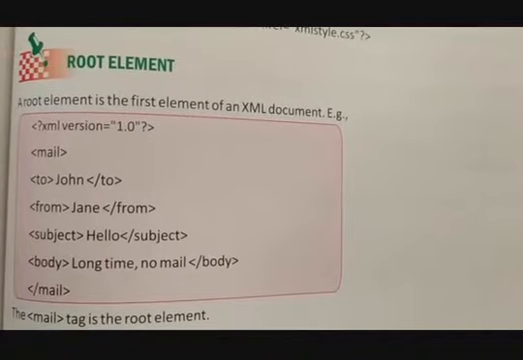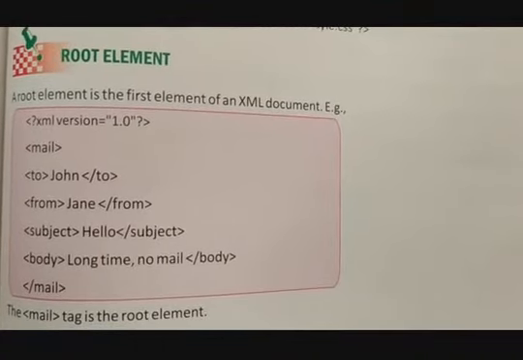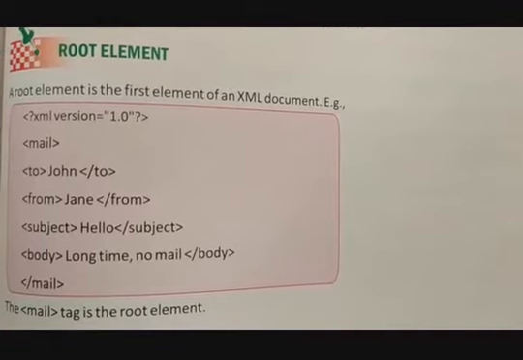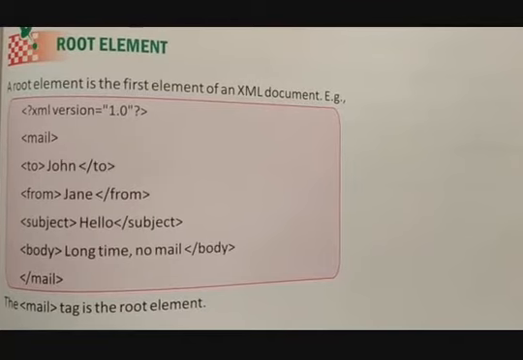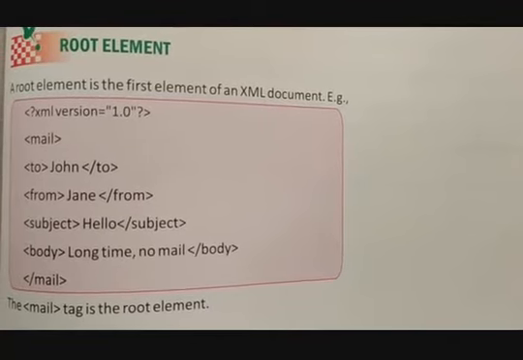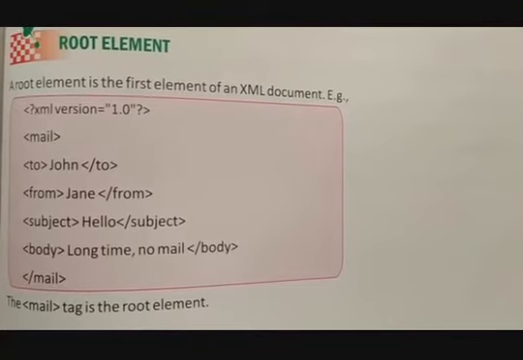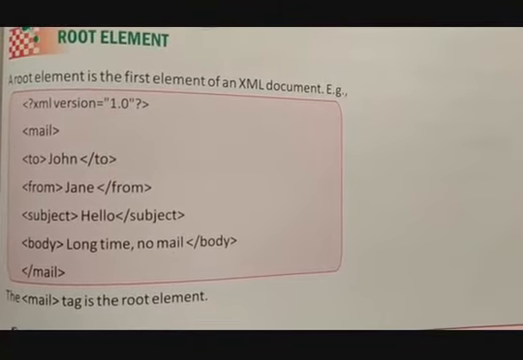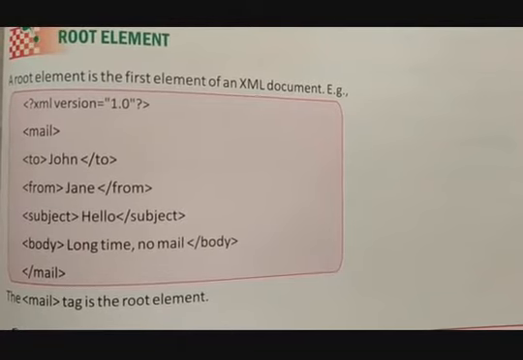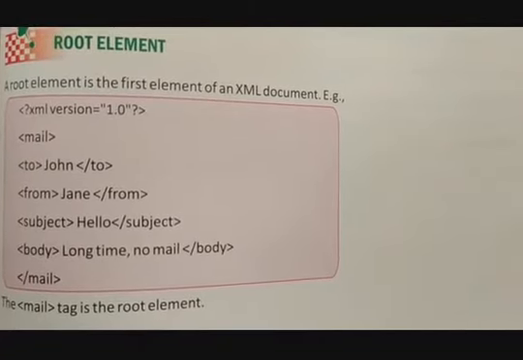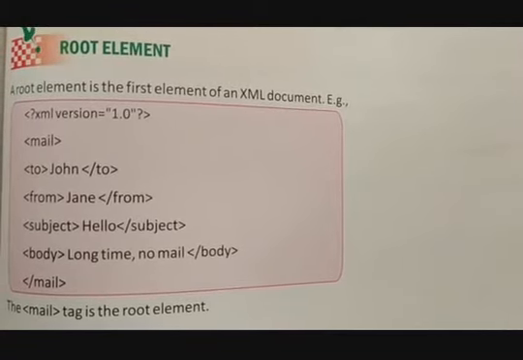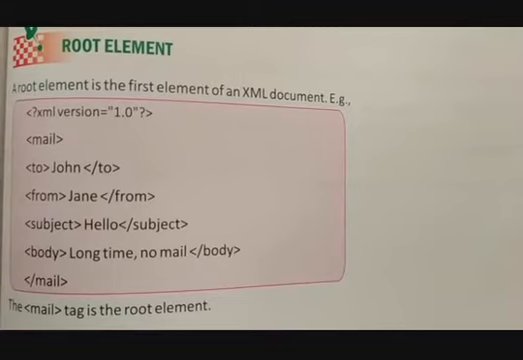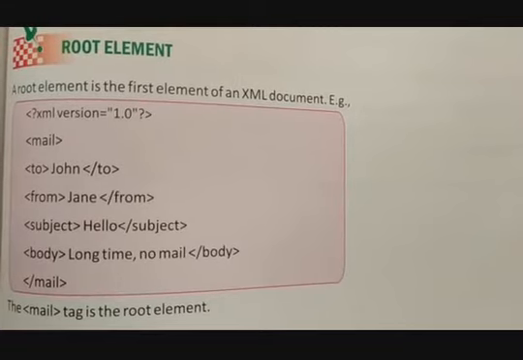Now let me explain the root element. Students, a root element is the first element of an XML document. For example, here an element is called a tag. In this example, you can see the first line that is related to the XML version, that is called the XML prologue. After that, a mail tag, you can see that. So this first element is called the root element of this document. After this first element, that is mail, we can use many kinds of tags like to, from, subject, body. All these tags are custom defined tags.